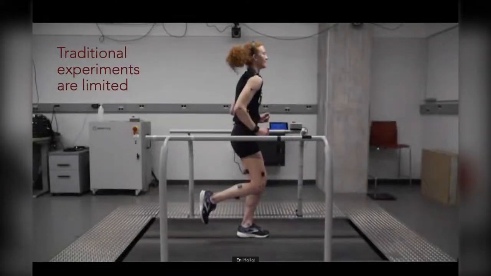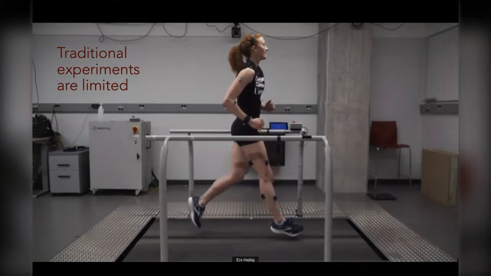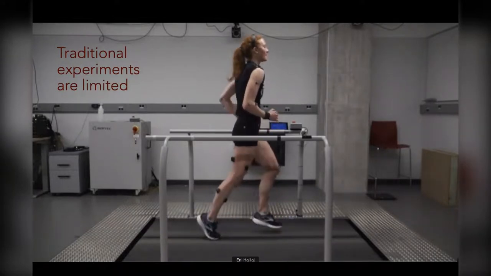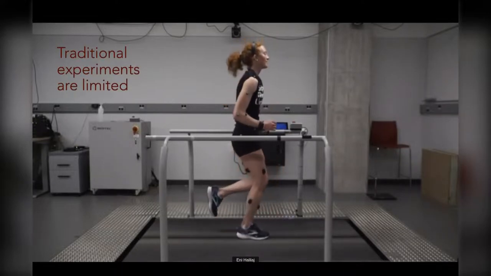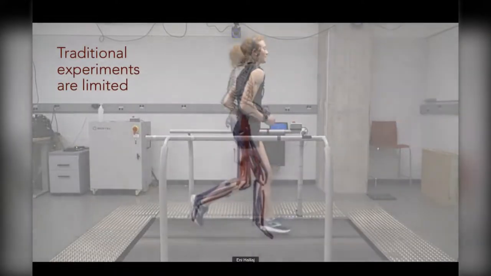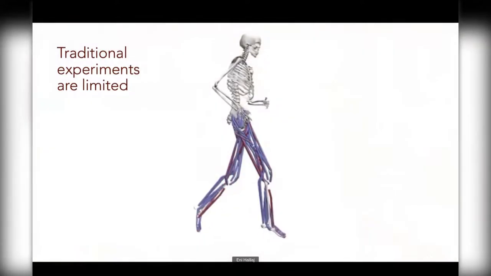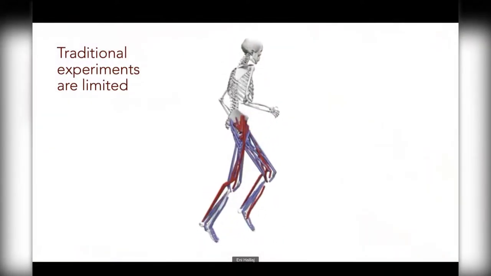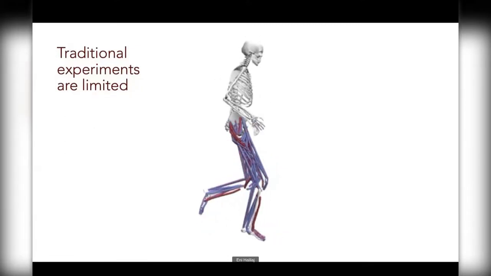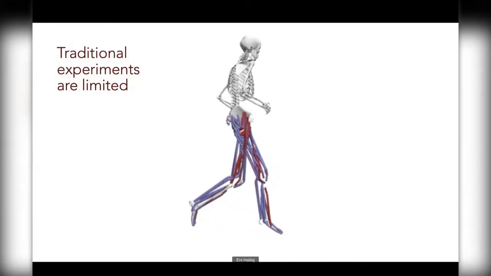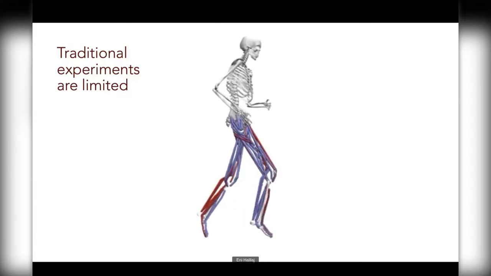So the standard approach we've been using until now to study movement involves bringing subjects in a research gait lab equipped with specialty cameras, placing retroreflective markers on anatomical landmarks, recording them while they move over treadmills or floors equipped with force plates, and then inputting the data into biomechanical models. Now, this approach has three main limitations.